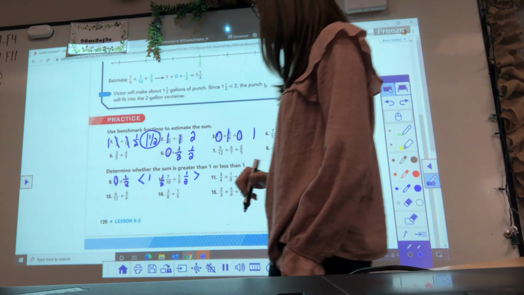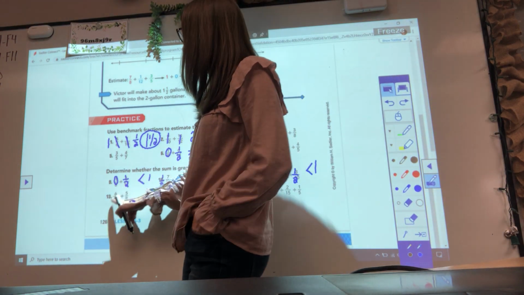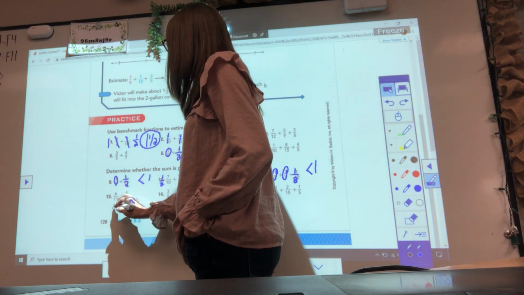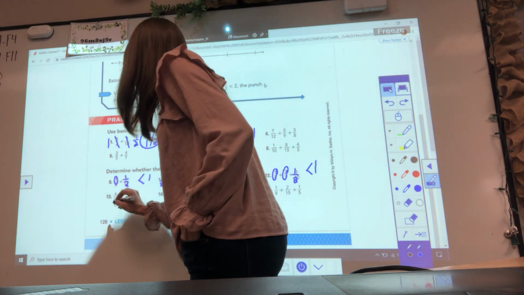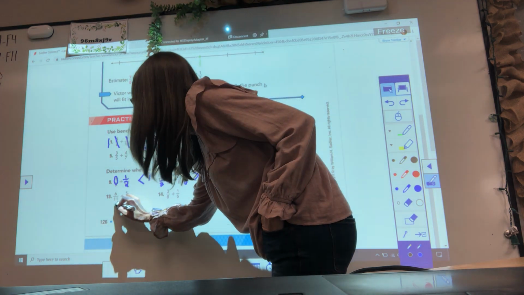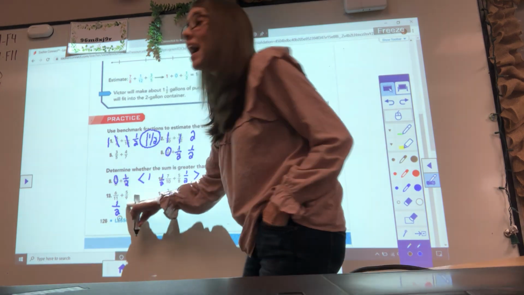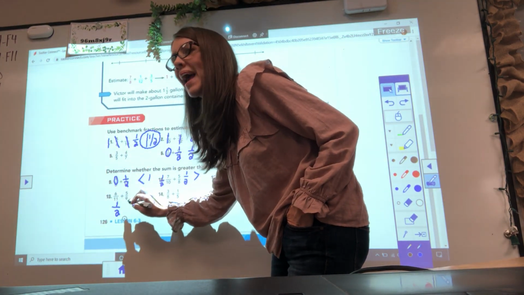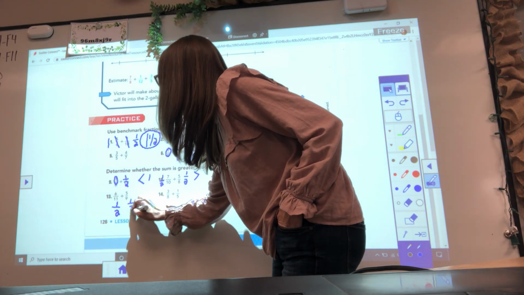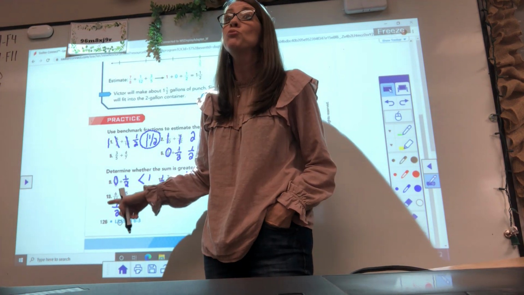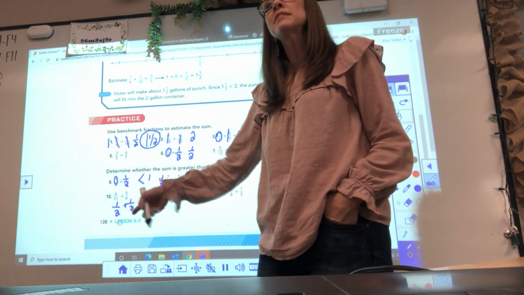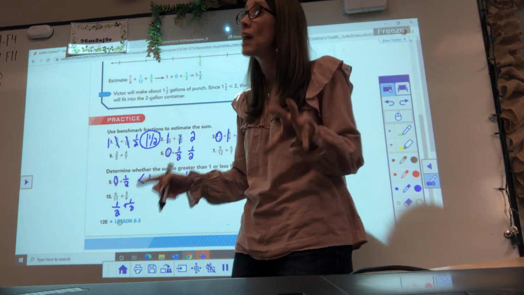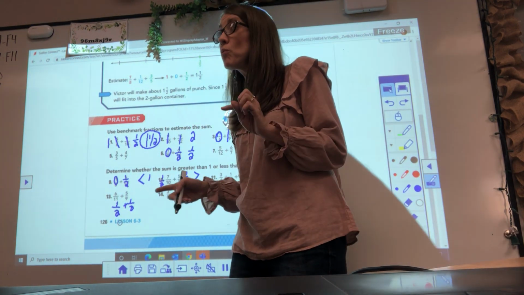Okay, let's try another. Let's see if one of these gets a little more difficult. What about this guy? This guy's closest to 1/2. 5/9 is closest to half. So you have a half plus a half. So here's one where you have to use reasonableness. Half plus half is a whole, but is the actual answer going to be more than 1 or less than 1?